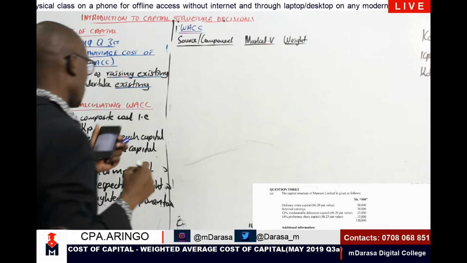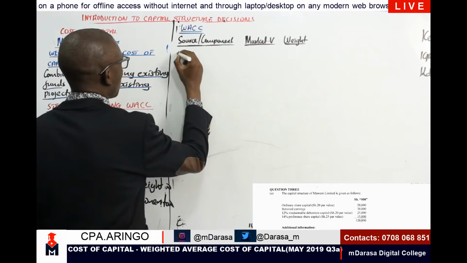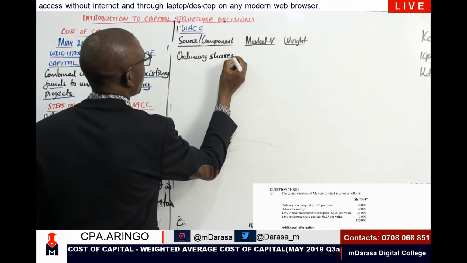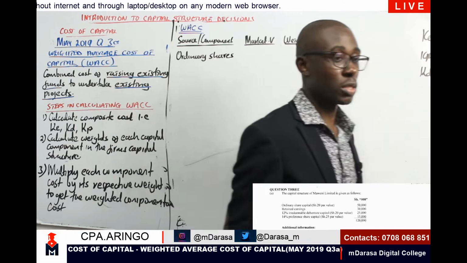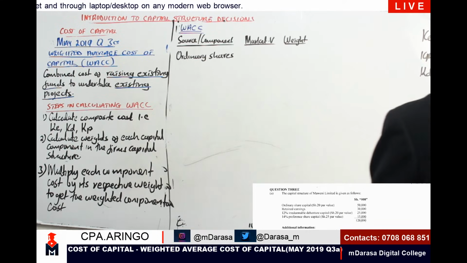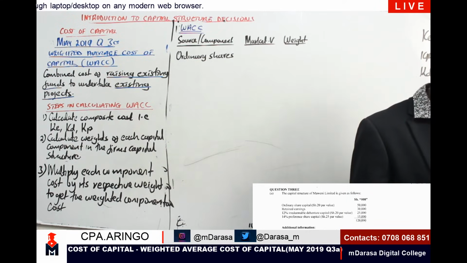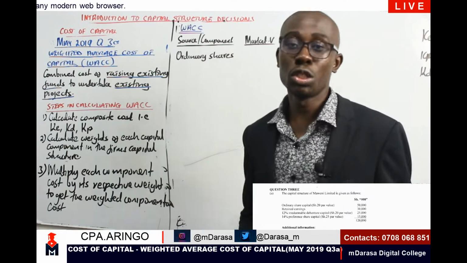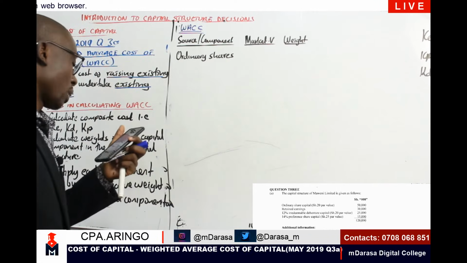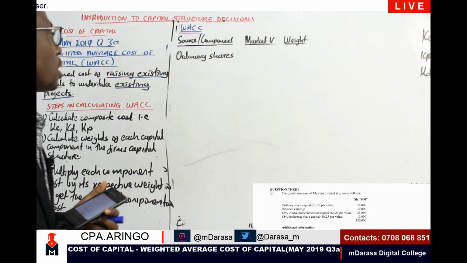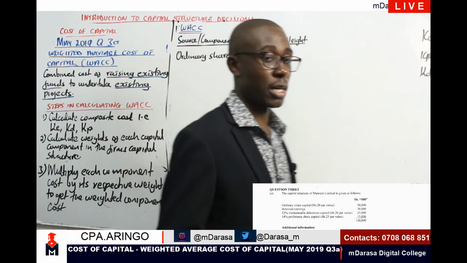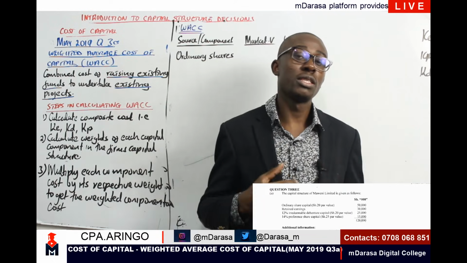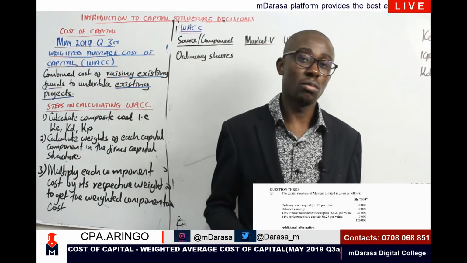So the first component I'm having is ordinary shares. Kindly check it out. That is, of course, whatever I was given there in the note, ordinary share capital. It was valued at 20 shillings per value. So how will we determine our market value? To determine our market value, the first thing that we need to do, my good student, is to determine the number of ordinary shares that we'll be having.